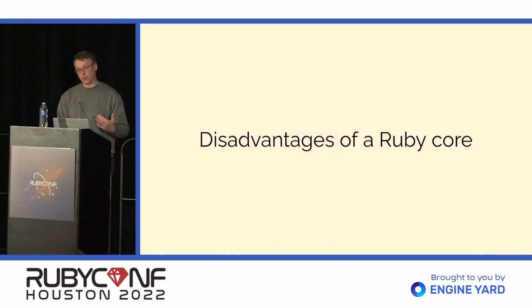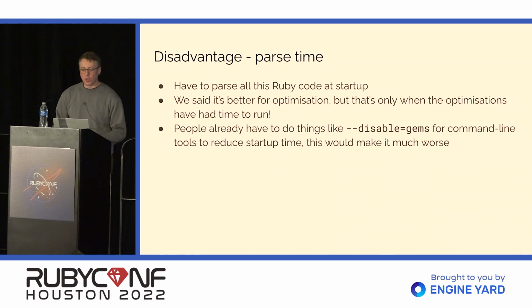There are some disadvantages of Ruby core, though. It's not an obvious choice that's got no downsides. It does have some disadvantages. The first one is parse time. We have to parse all this Ruby code at startup. So TruffleRuby has 2,000 methods written in Ruby. That means we have to load those 2,000 methods into the interpreter, adding on to the bulk of your application code. We said it's better for optimization, but that's only when the optimizations have had time to run. So those optimizations take time to apply while your application is running, and that means that it's slower to start with before it gets faster over time.